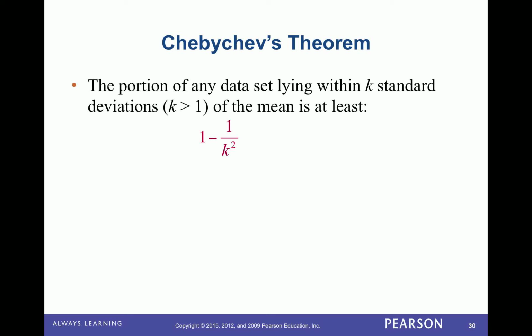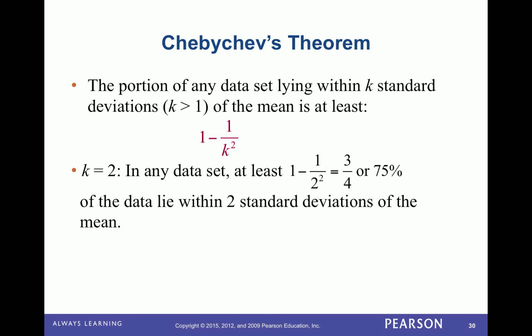Chebyshev's theorem. The portion of any data set lying within k standard deviations (1, 2, 3, etc.) of the mean is at least 1 minus 1 divided by k squared. So if k is 2, in any data set, at least 1 minus 1 over 2 squared, which is 1 minus 1/4, is 3/4. So 75% of the data lie within 2 standard deviations of the mean.